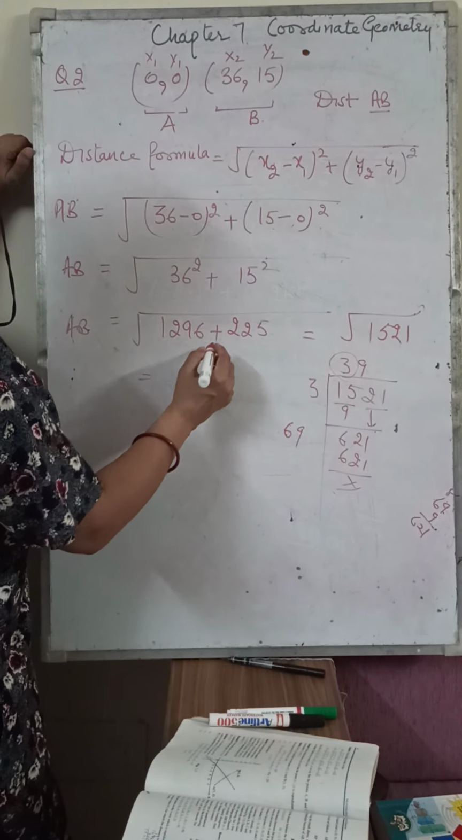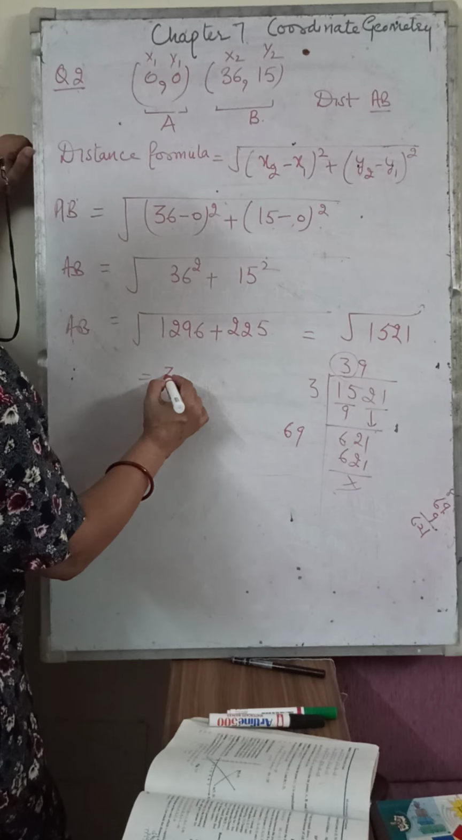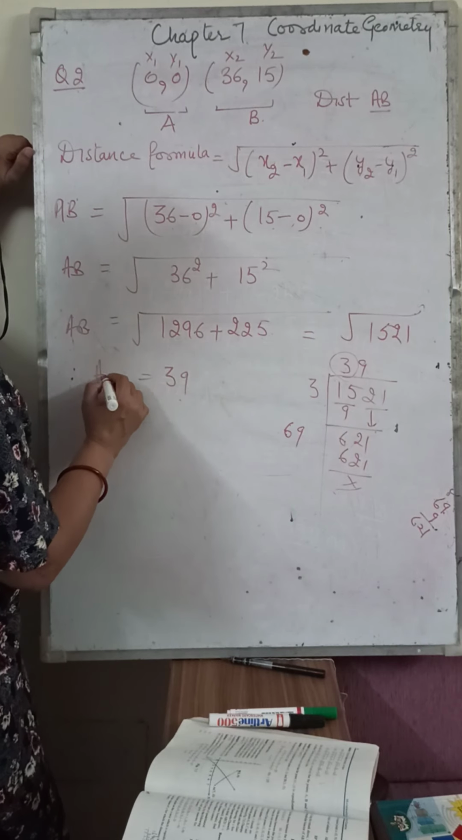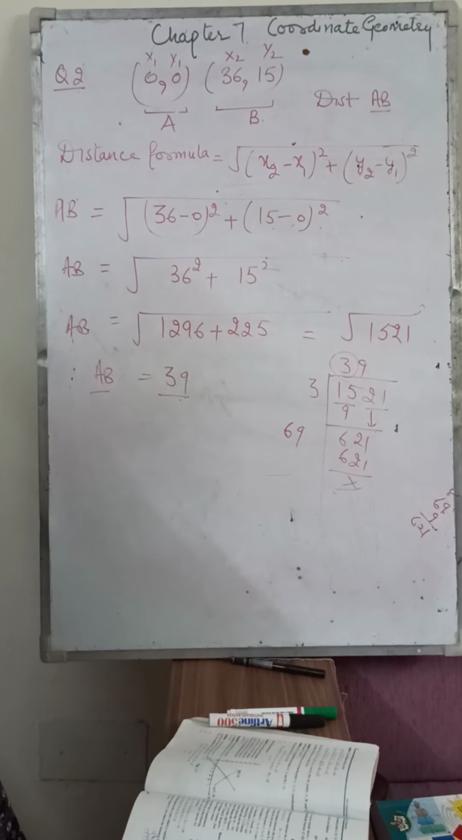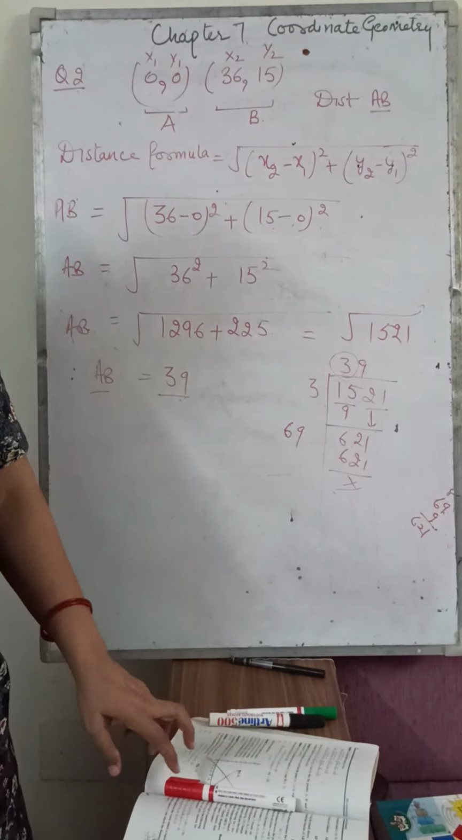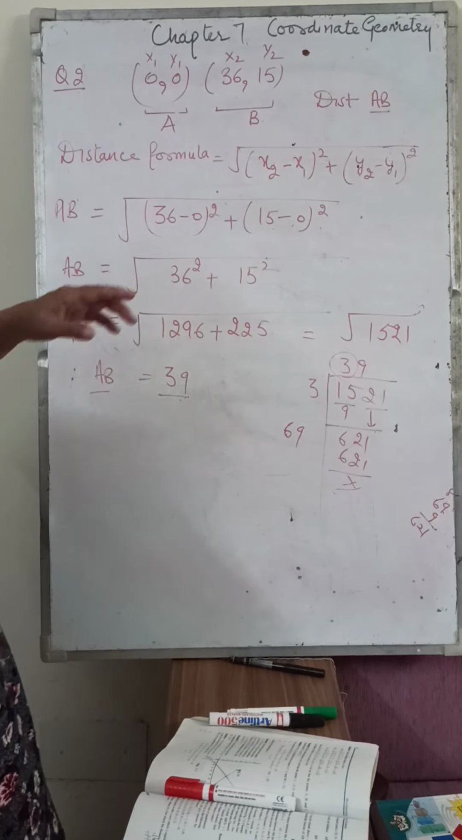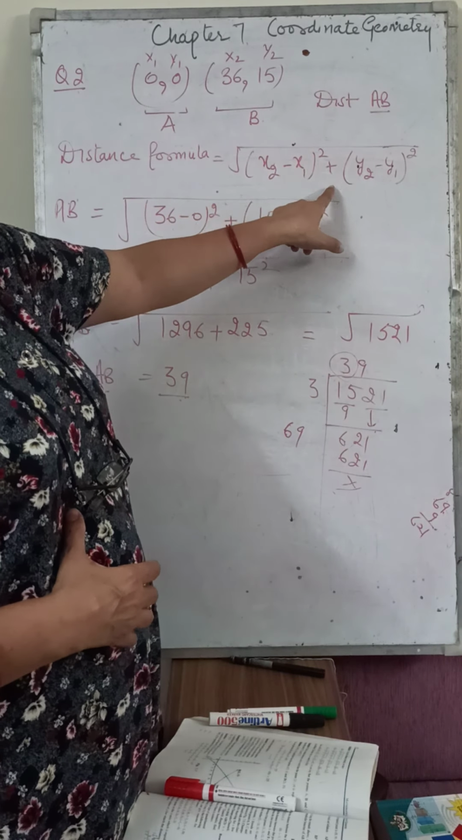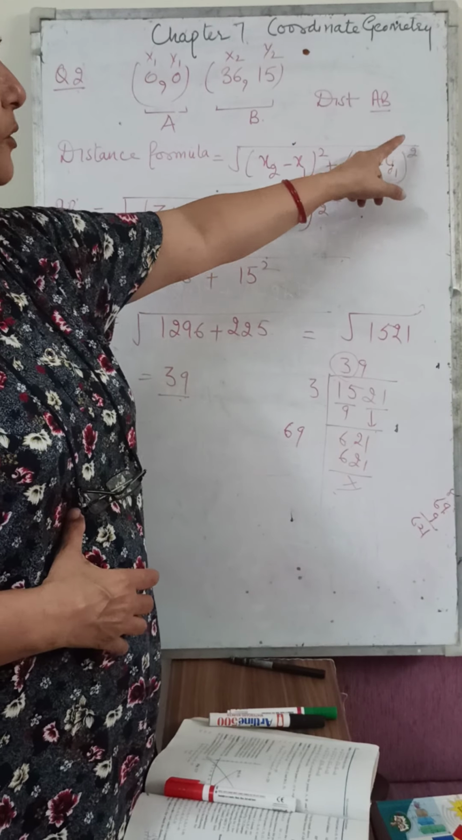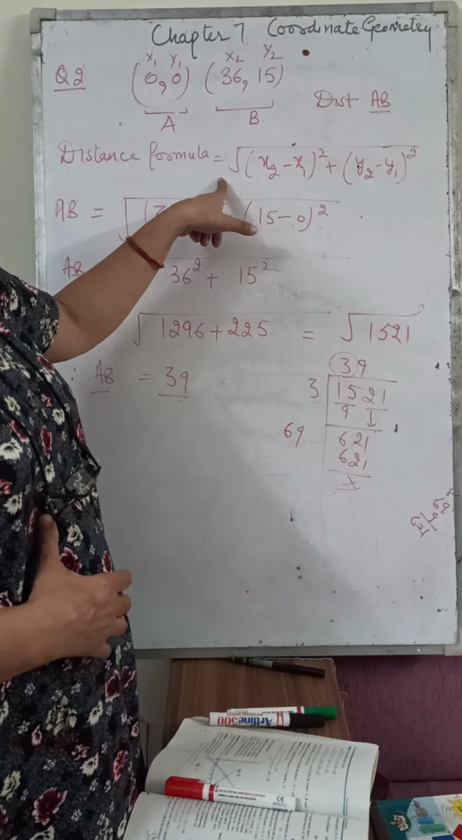So square root of 1521 is 39. So AB is equal to 39. Is it clear? Again, the formula is x2 minus x1 whole square plus y2 minus y1 whole square on the whole root.